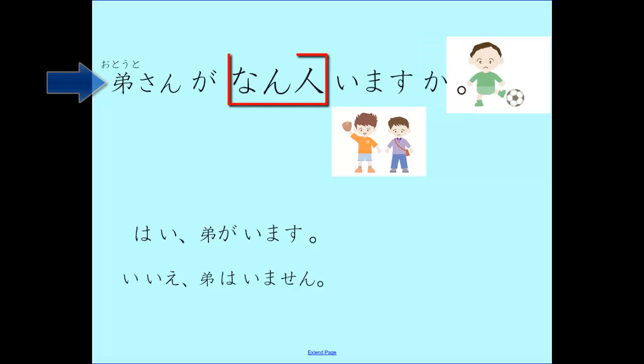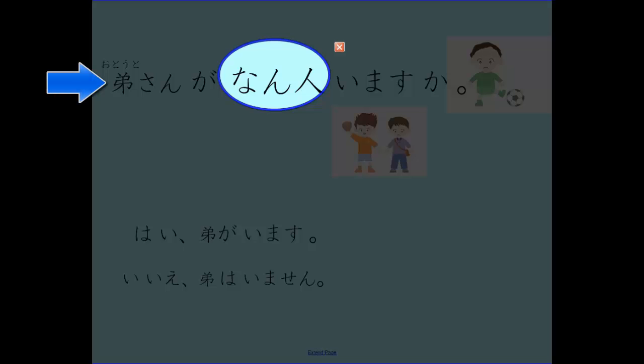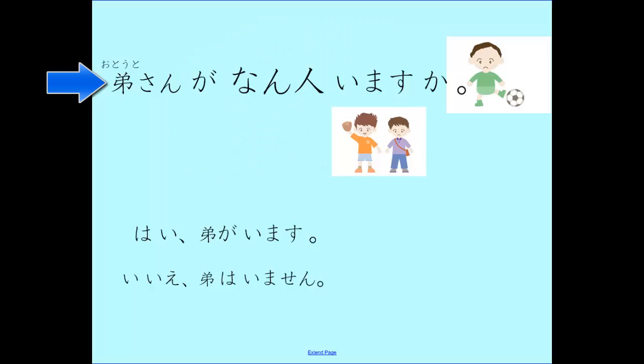弟さんが何人いますか? How many younger brothers are there? How many younger brothers exist? Or in English, we would say, how many younger brothers do you have?